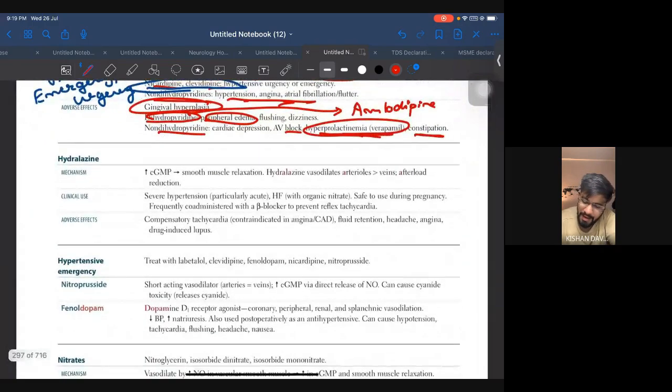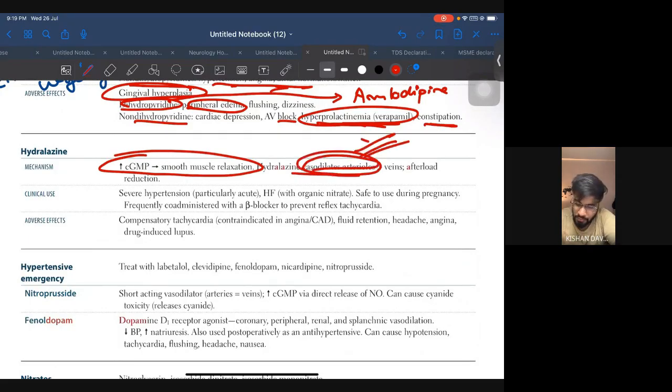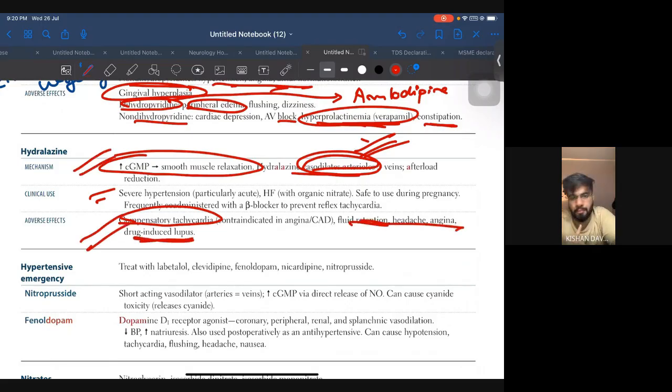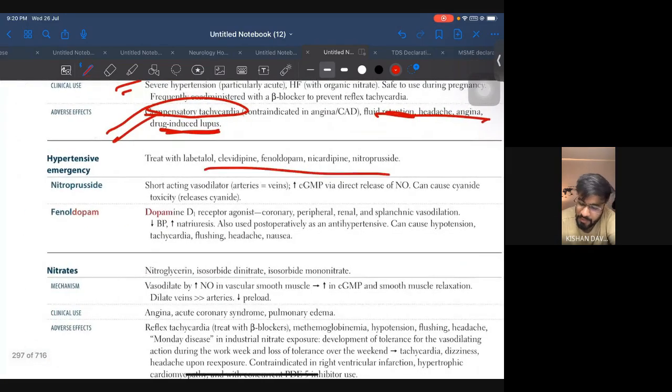Moving to hydralazine. What does hydralazine do? Smooth muscle relaxation, and it vasodilates arterioles. Focus on arterioles. Clinical use you can avoid. Adverse effects are compensatory tachycardia, fluid retention, headache, angina, and this is important. The adverse effect and mechanism are important here. Clinical use is okay, you won't be asked. Arterioles is important. Hypertensive emergency: calcium channel blockers are there, of course.